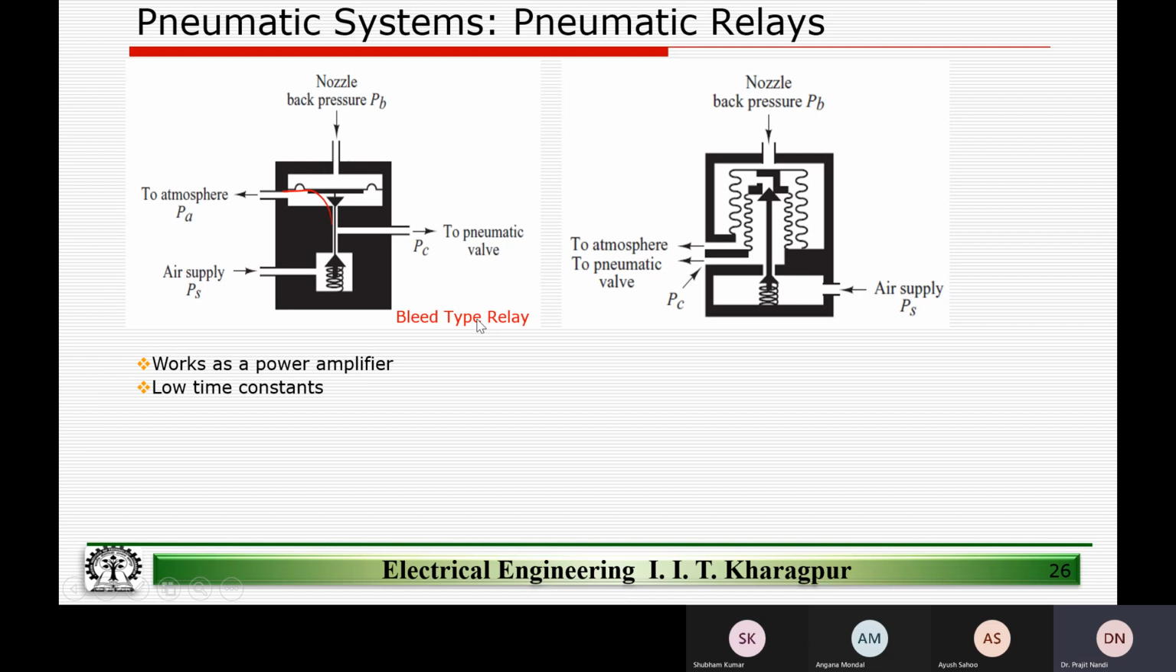There is another relay which is of non-bleed type. Of course, if you have a bleed type, the next one will be a non-bleed type. In this one, the air bleed stops when the equilibrium condition is obtained, and therefore there is no loss of pressurized air at steady state operation. However, the non-bleed type relay must have an atmospheric relief to release the control pressure PC from the pneumatic actuating valve. So let's look at how this works.